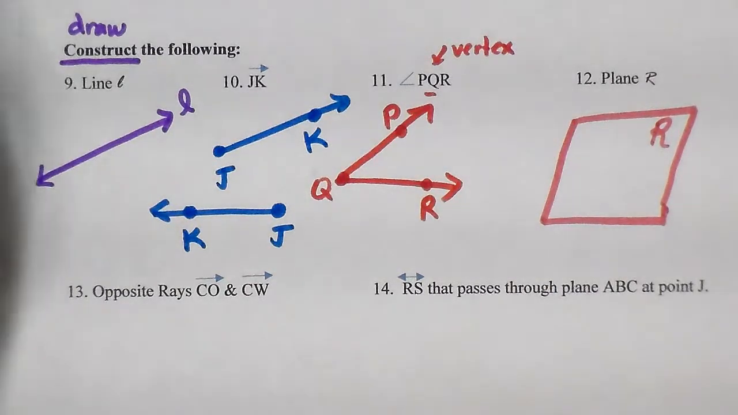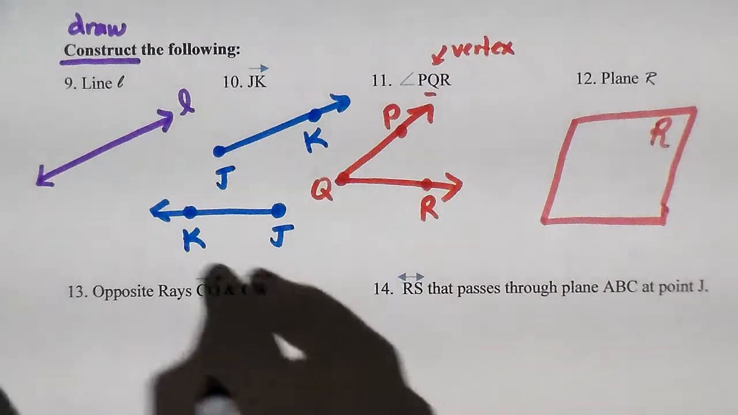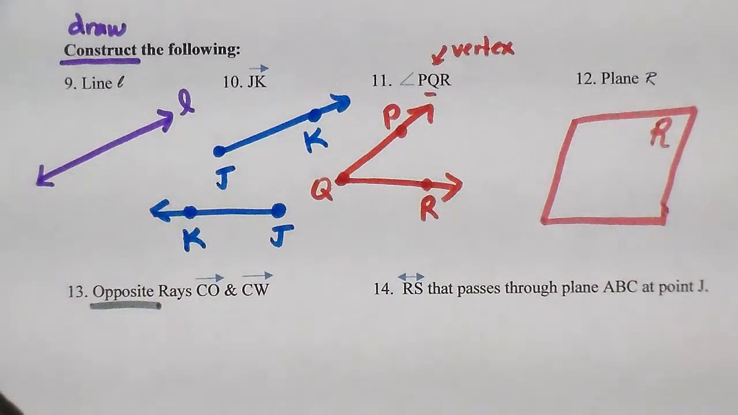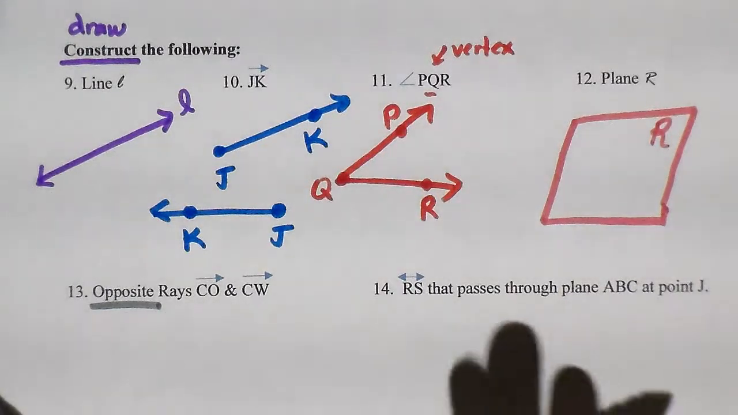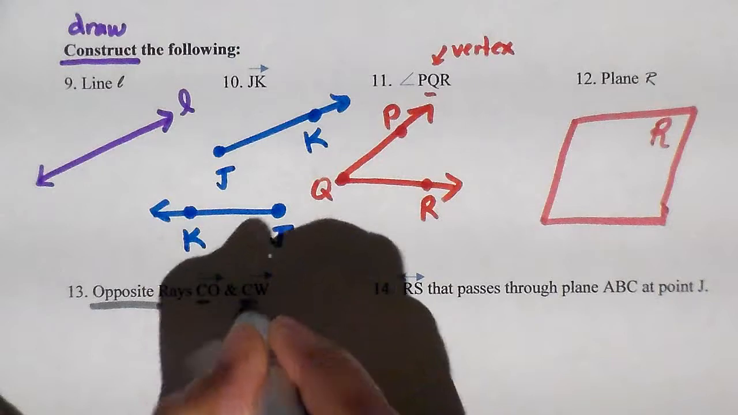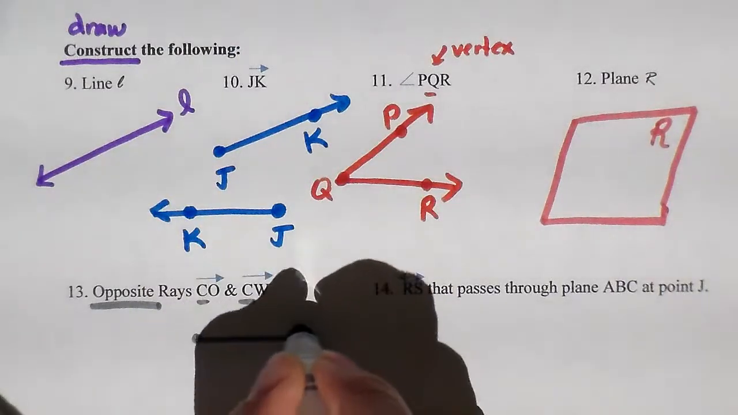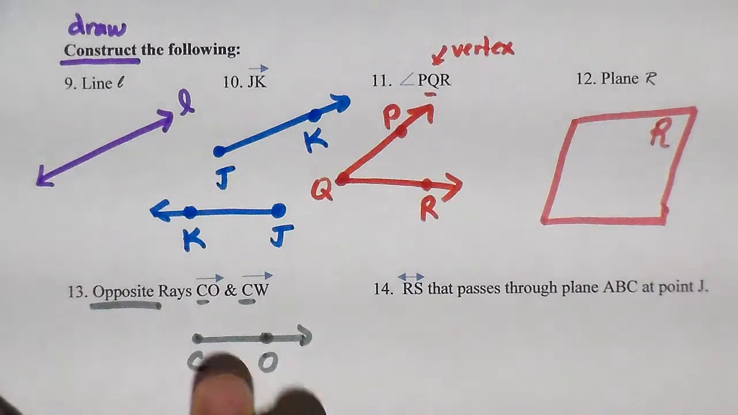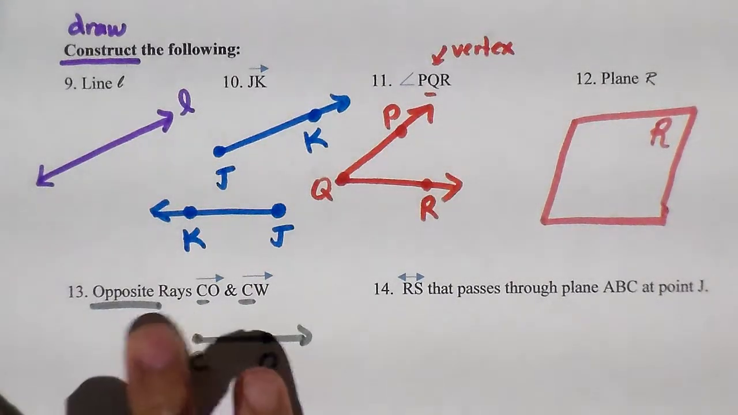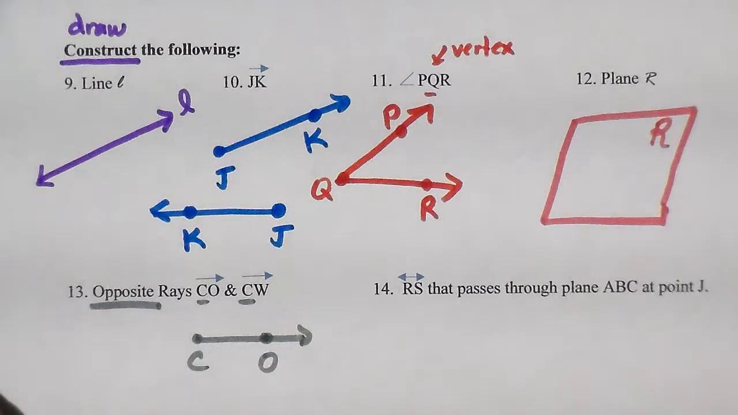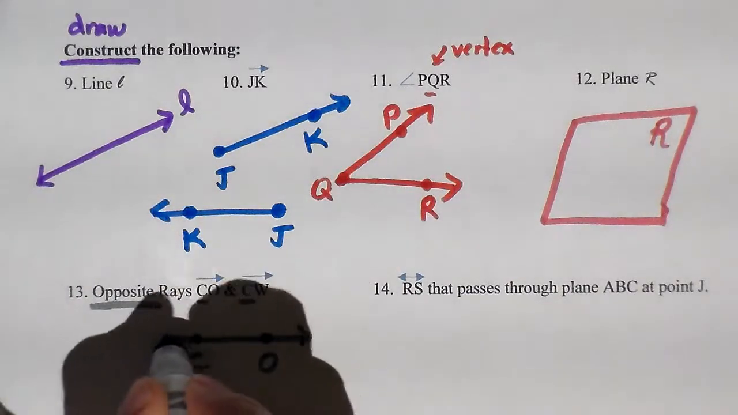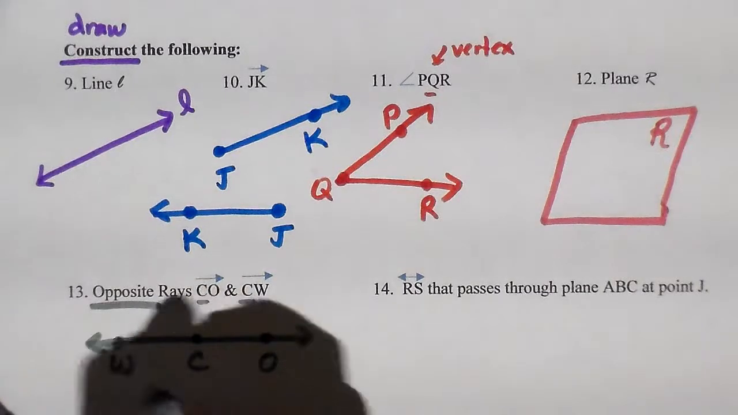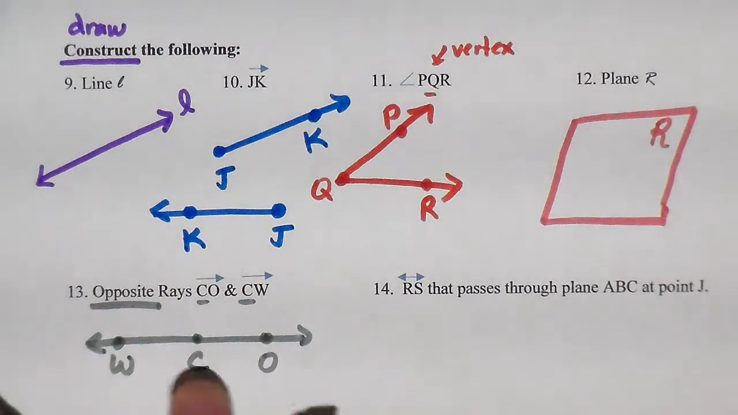All right, so let's look at 13 and kind of revisit what we were talking about in 11. Opposite rays. Remember, opposite rays have the same initial point, or you can call it an endpoint, and go opposite directions. So for the opposite rays, this ray starts at C and goes through O, okay? That's this ray. Its opposite, if they are truly opposite, means it goes the complete opposite direction. So it would be C, W would go this way. Now, you could have put the O over here and done CO and CW. That's fine.